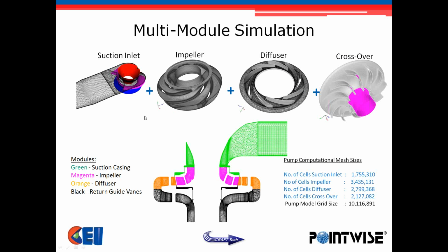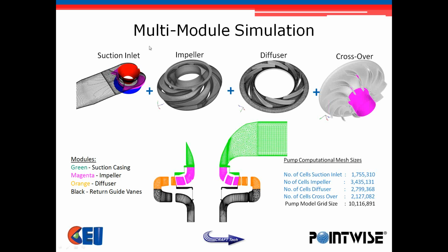So Travis pointed out some of the modularity of the grid generation that was performed. There were basically 4 parts of this analysis. There's a suction inlet, the impeller, there's a diffuser, and then a crossover diffuser that takes the flow from the diffuser and turns it back around into the axial direction. All of those are coupled together.